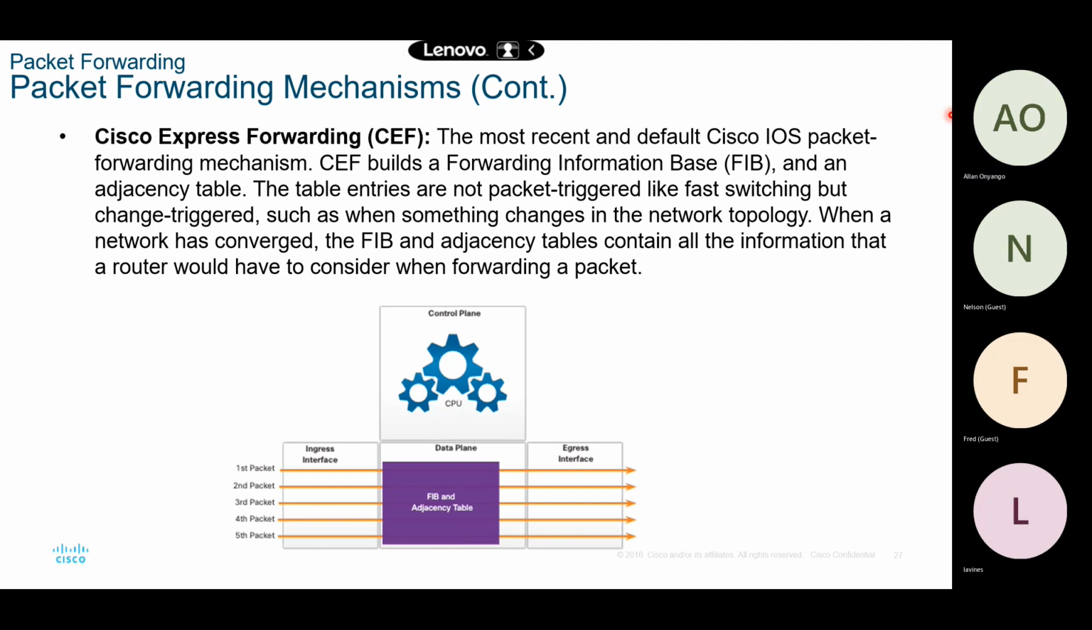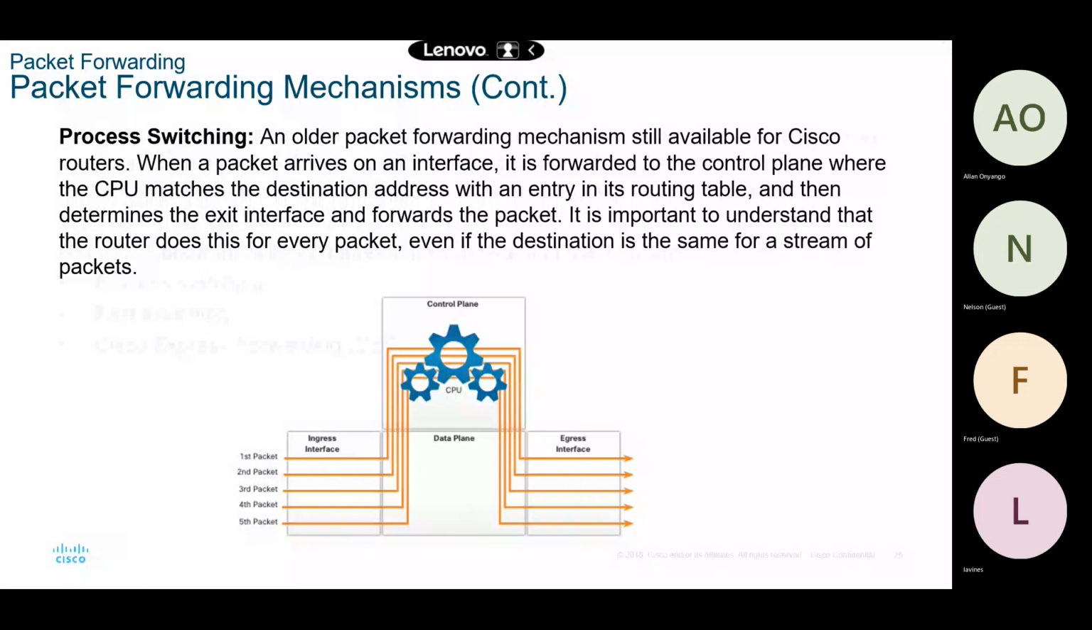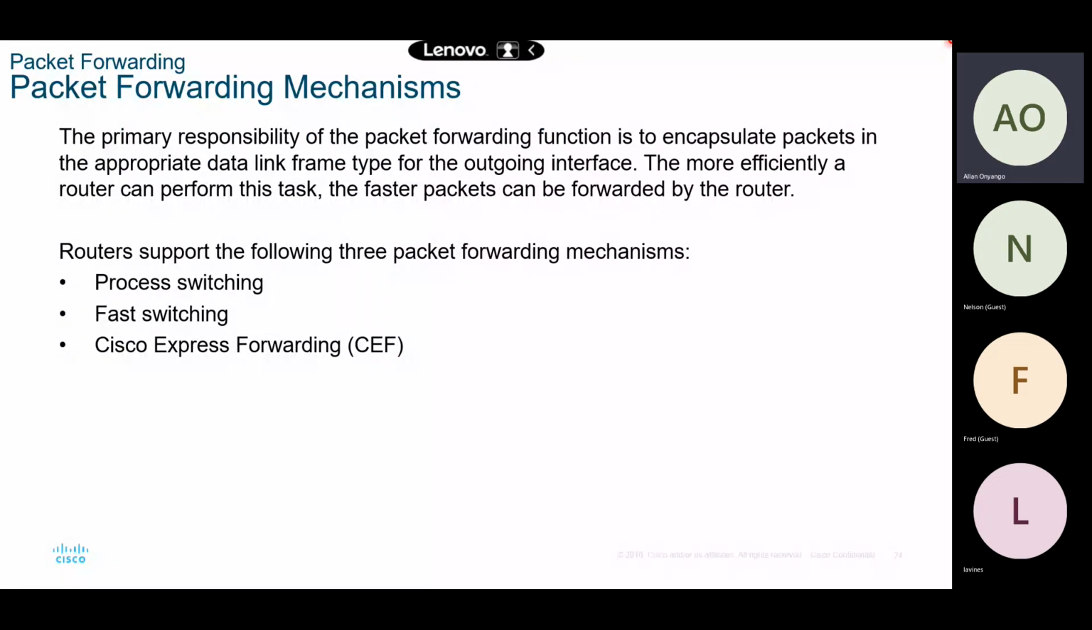Now, from a mathematical point of view, I want to give you a small illustration just to be able to understand what I'm talking about. And that is between process switching, fast switching, and Cisco Express Forwarding. So let's say you have a mathematical equation, okay? Let's pick the long division that we learned in primary school.